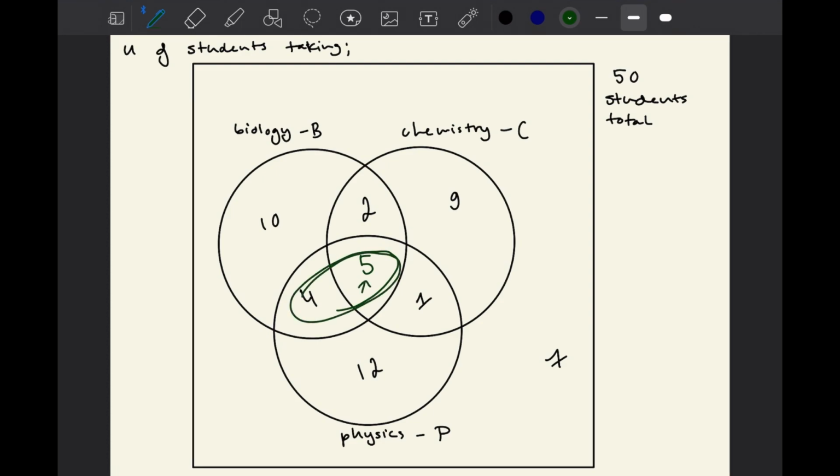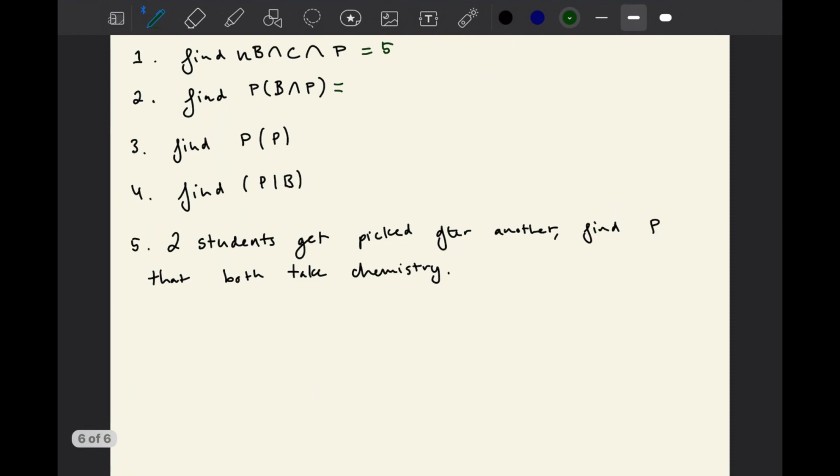That's why we found it first. Because even though this question asks for biology and physics, it does not say that the student cannot take chemistry, right? So we have to take into account this number right here too. Don't forget about it. It's not just this, it's also this number right here, because they also do take physics and biology. So we have 9 out of 50, because we know that the total number of outcomes is 50.